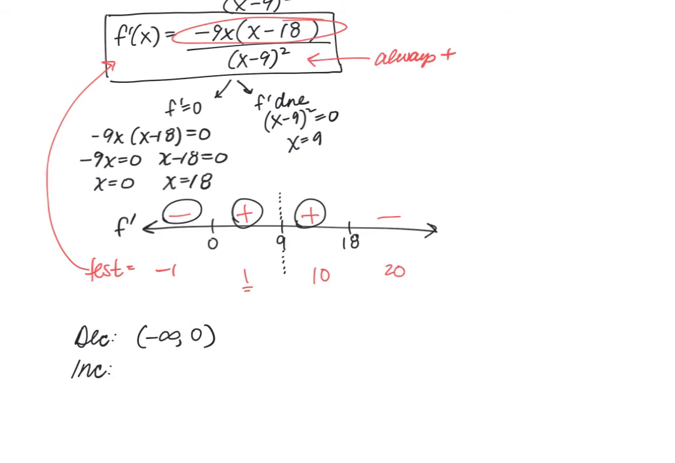And then the function is going to increase, and from 0 to 9, now we're going to separate this out from 0 to 9 and then from 9 to 18, because of that domain restriction, x cannot equal 9. So it's going to increase from 0 to 9, union 9 to 18. And then it'll decrease again from 18 to positive infinity. And if you want to say x is an element, just to indicate that these are x intervals, always a good idea.